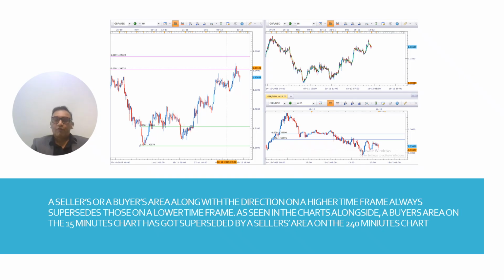Therefore, before we enter a trade, we must carefully look at all the trends and all the buyer's areas and the seller's areas on different time frames that could hinder, obstruct, or completely destroy our trade.